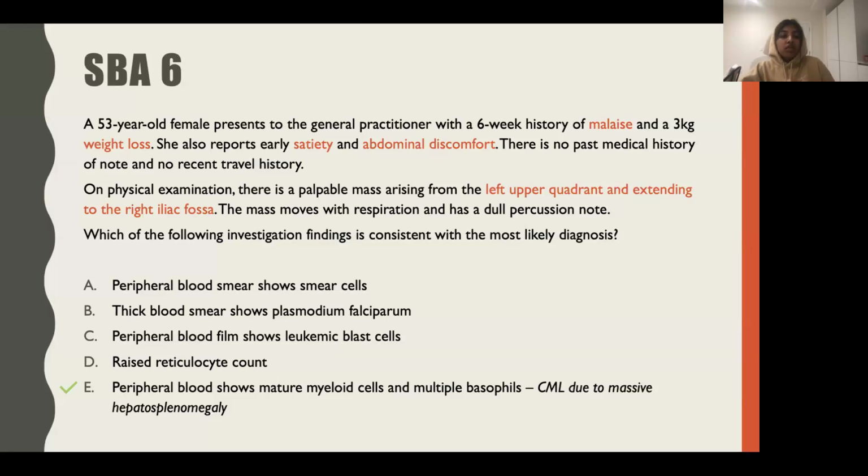This person has massive splenomegaly. It's extending all the way from the left upper quadrant into the right iliac fossa. That's massive. So massive splenomegaly is always CML.